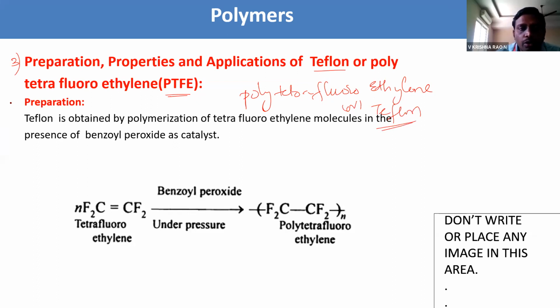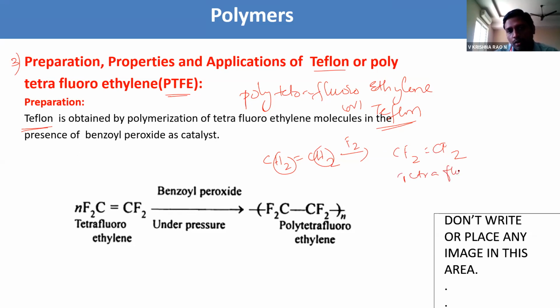How are we going to prepare this polytetrafluoroethylene? Teflon is obtained by polymerization of tetrafluoroethylene. If you replace the hydrogens in CH2 double bond CH2 with fluorine, you will get CF2 double bond CF2. Ethylene becomes tetrafluoroethylene. This is the monomer we use in the preparation of polytetrafluoroethylene.